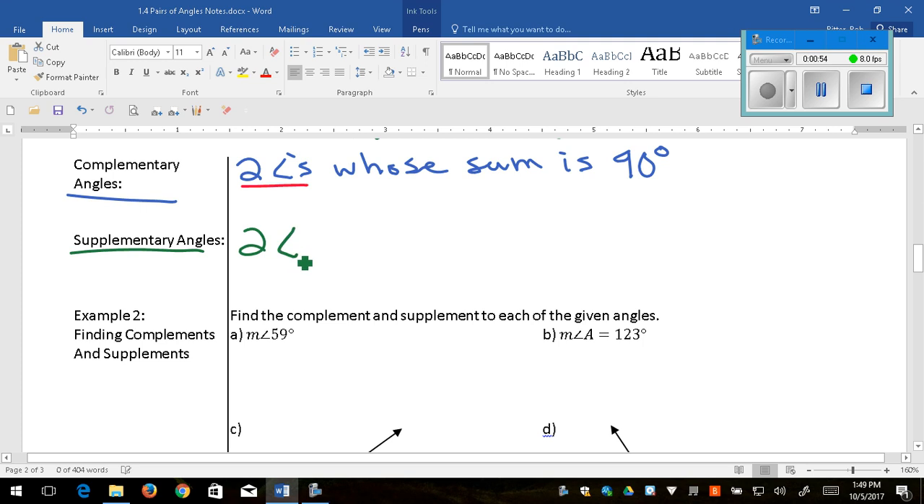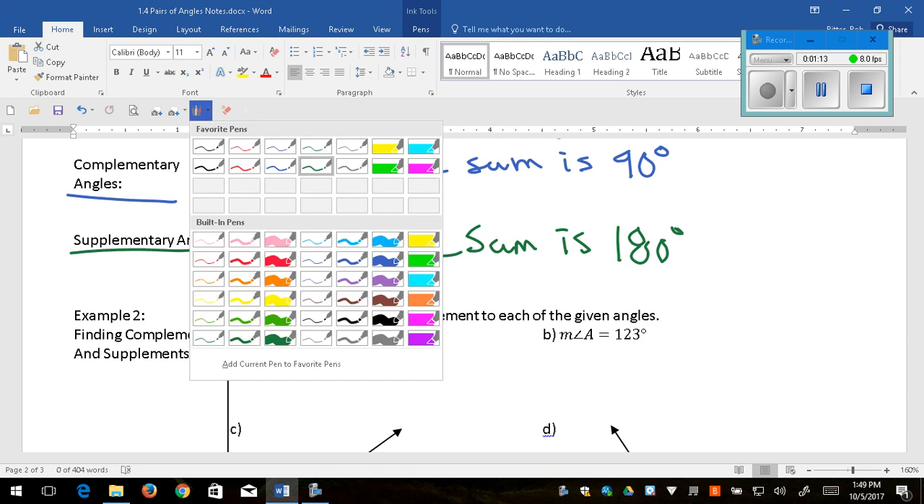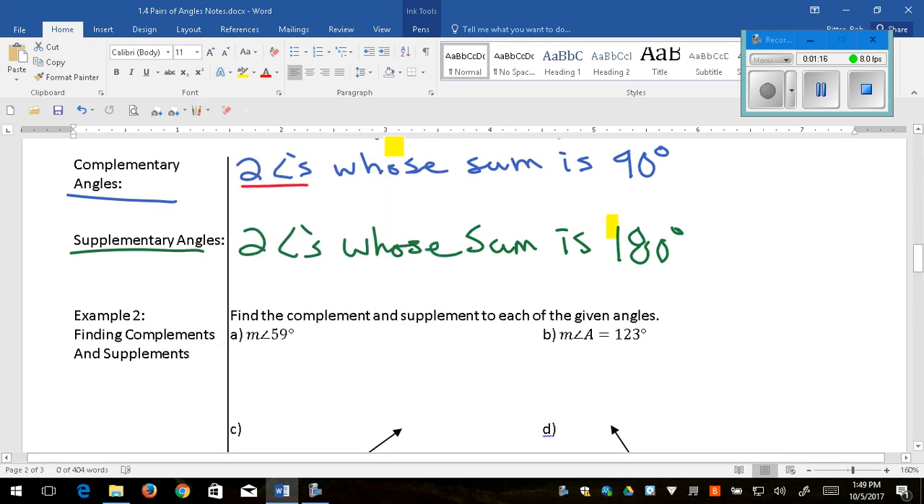Supplementary angles are two angles whose sum is 180 degrees. Students all the time struggle a little bit with what's the difference between complementary and supplementary? Well, one of them adds to 90 and one of them adds to 180. The easiest way to remember is that they don't have to be adjacent for supplementary, but they could be. If I had two adjacent supplementary angles, they would give you something that's 180 degrees, and you know the angle that's 180 degrees is a straight angle.